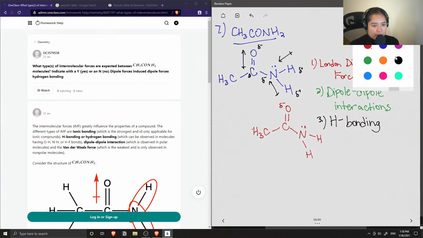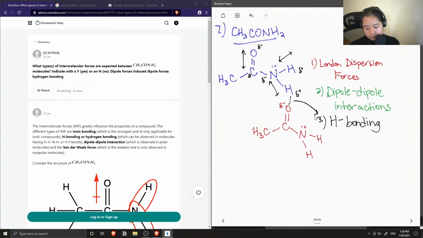And so this partially negative side of a separate molecule will be attracted to a partially positive hydrogen on another molecule. So this is called hydrogen bonding. Okay, so now let's see what the junior tutor said.